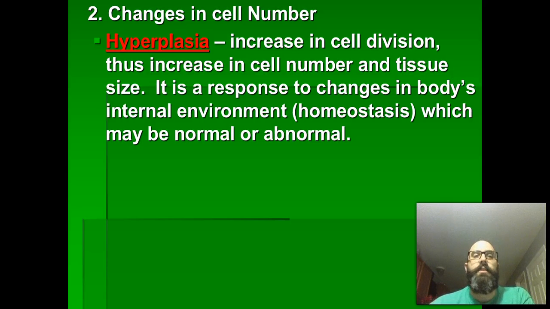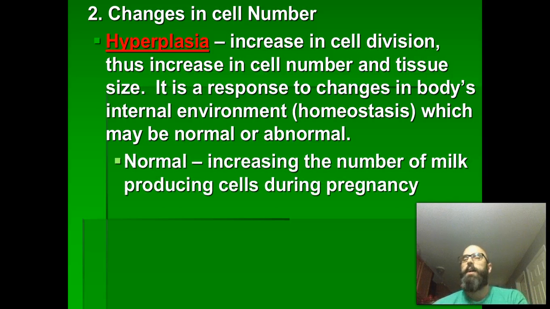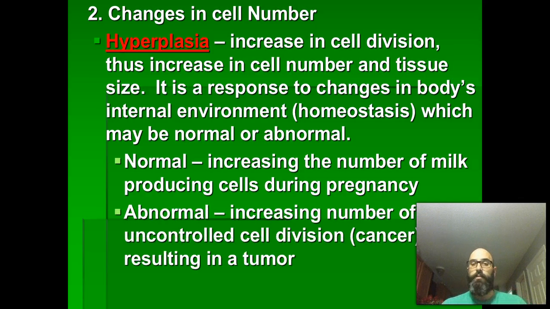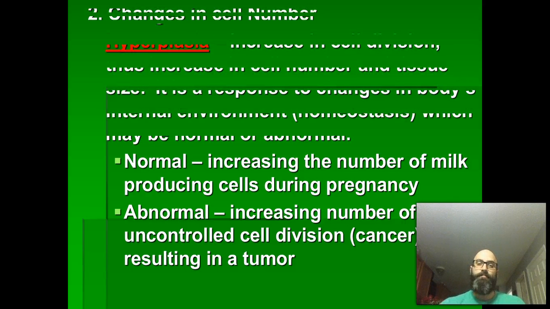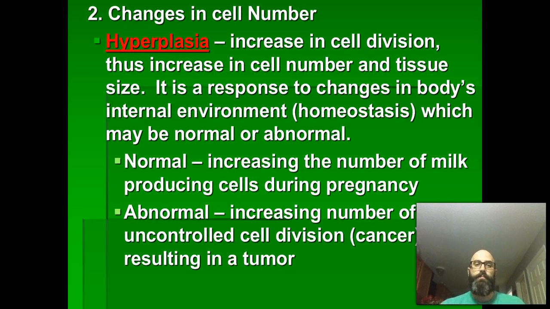Hyperplasia is the increase in cell division, which results in an increase in cell number, which makes the tissue bigger. It's a response to changes in your body's internal environment, homeostasis, which can be normal or abnormal, actually. A normal example would be an increase in the number of milk-producing cells during pregnancy. Abnormal would be increasing the number of cells due to uncontrolled cell division. This is cancer, which results in a tumor. So if you increase the number of cells, because they're dividing so rapidly, you get a tumor. That is the abnormal growth.